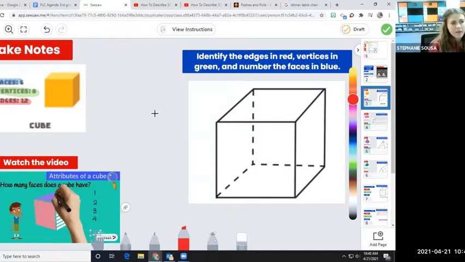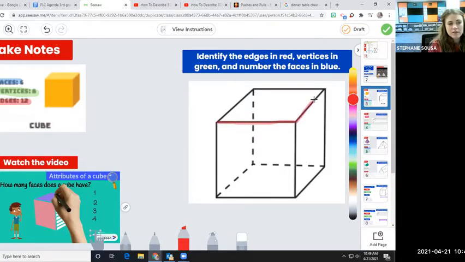Okay. So it says to identify the edges in red. Let's go ahead and trace the edges. Get a red highlighter or a red pen, whatever you prefer. And we are going to trace the edges of this cube in red. An edge is where 2 faces touch. So this is an edge. The top face and the front face are touching along this line segment.